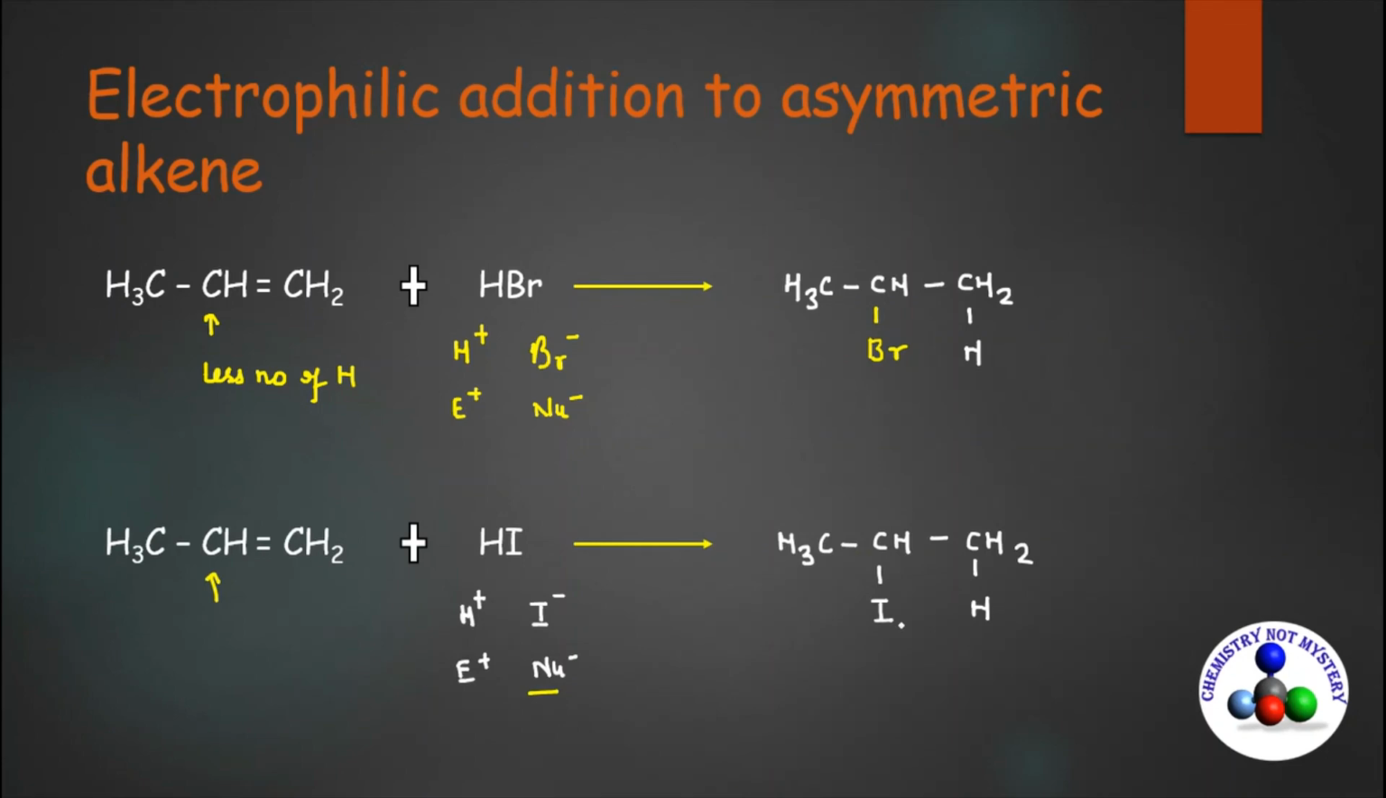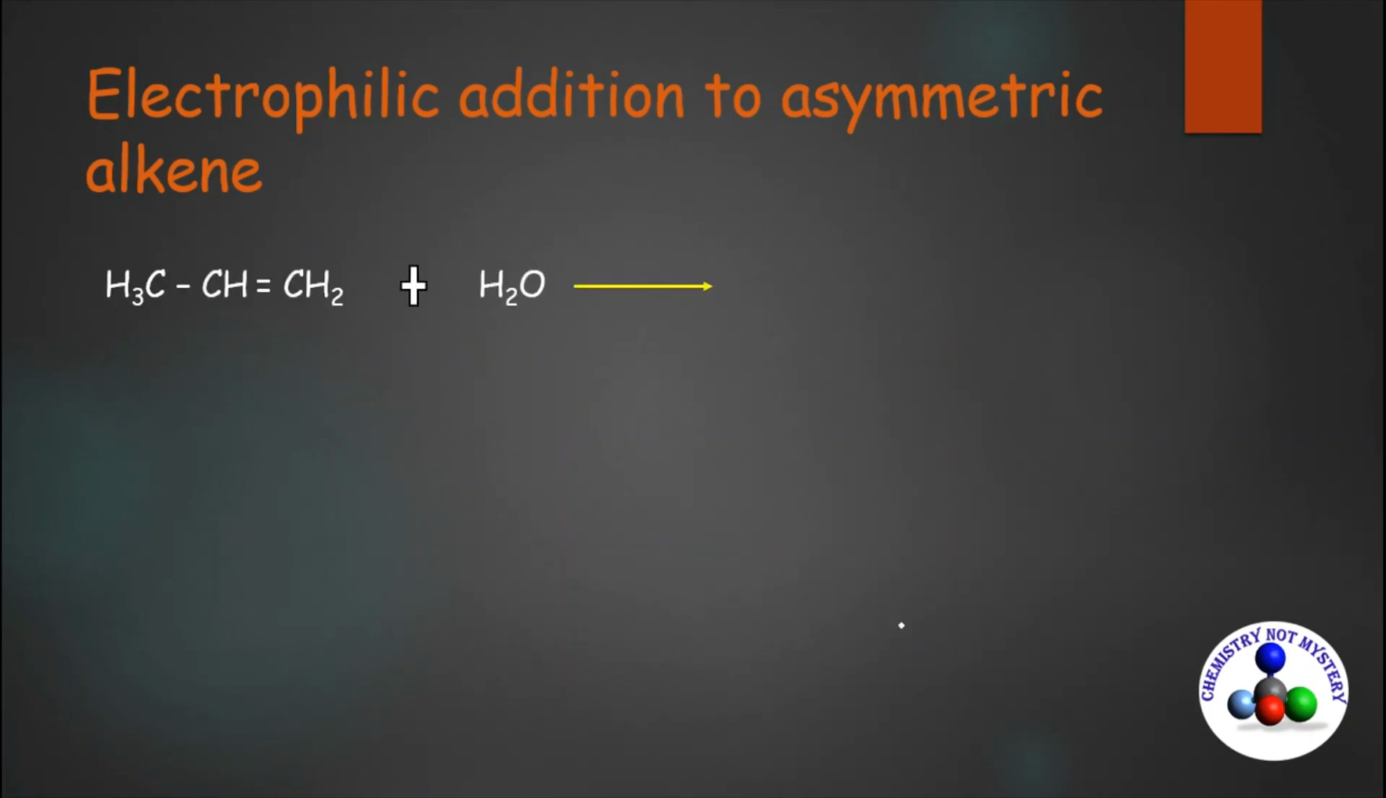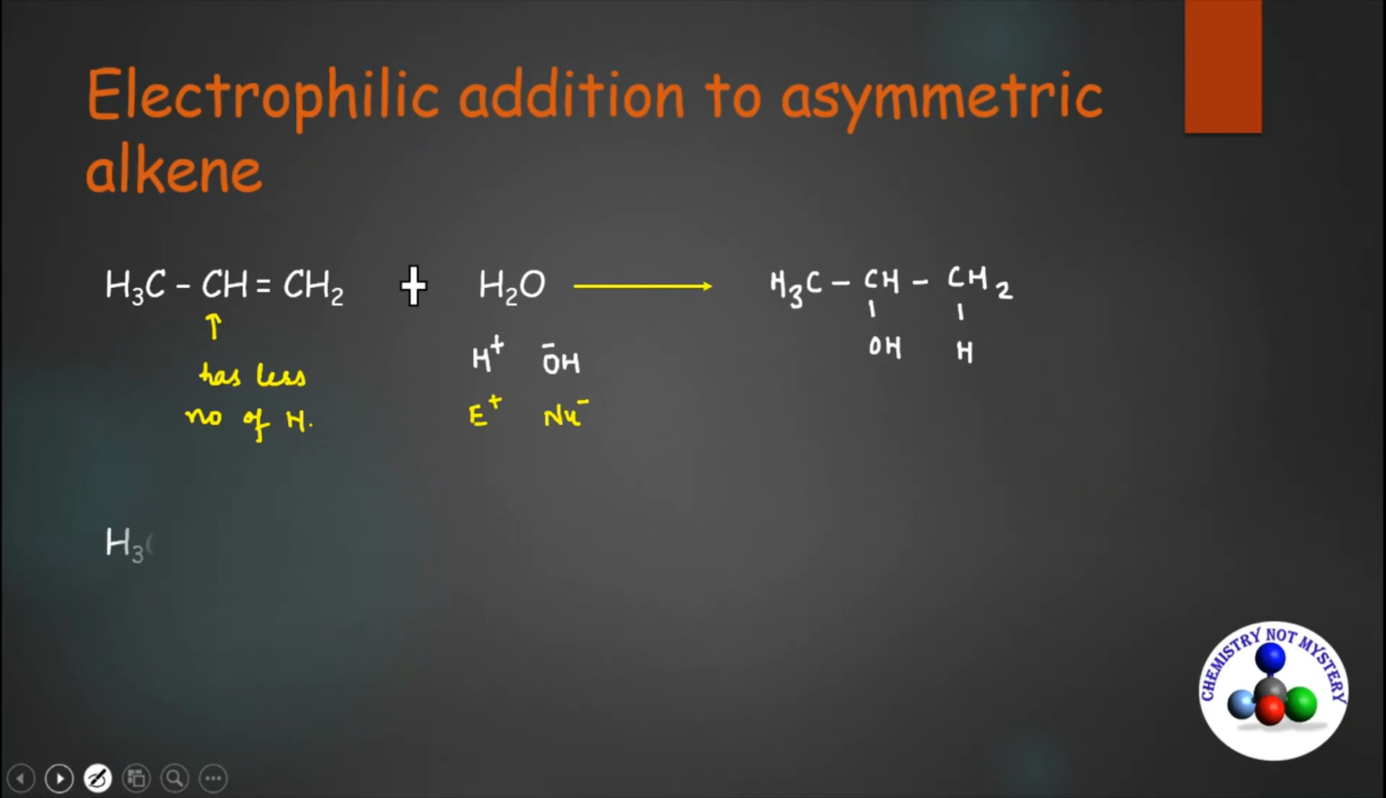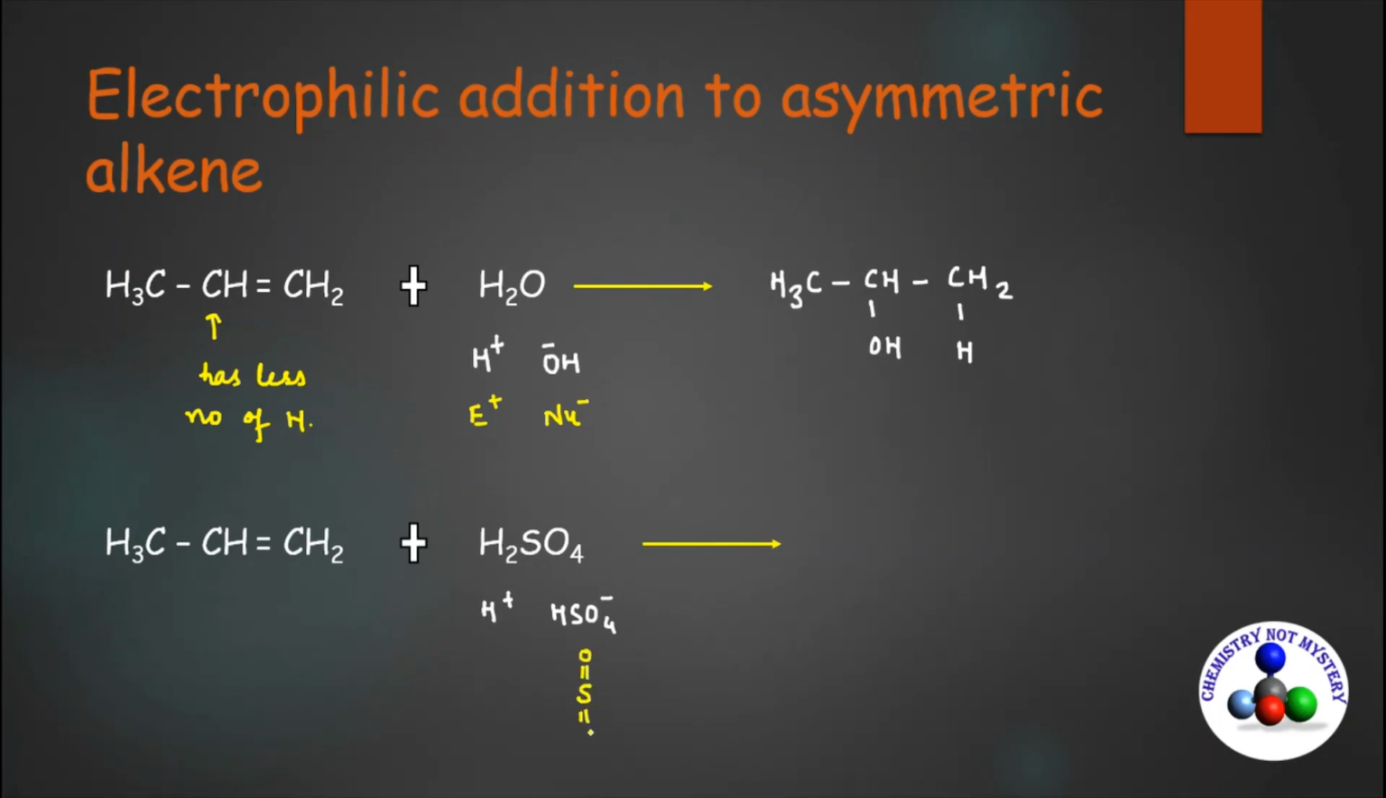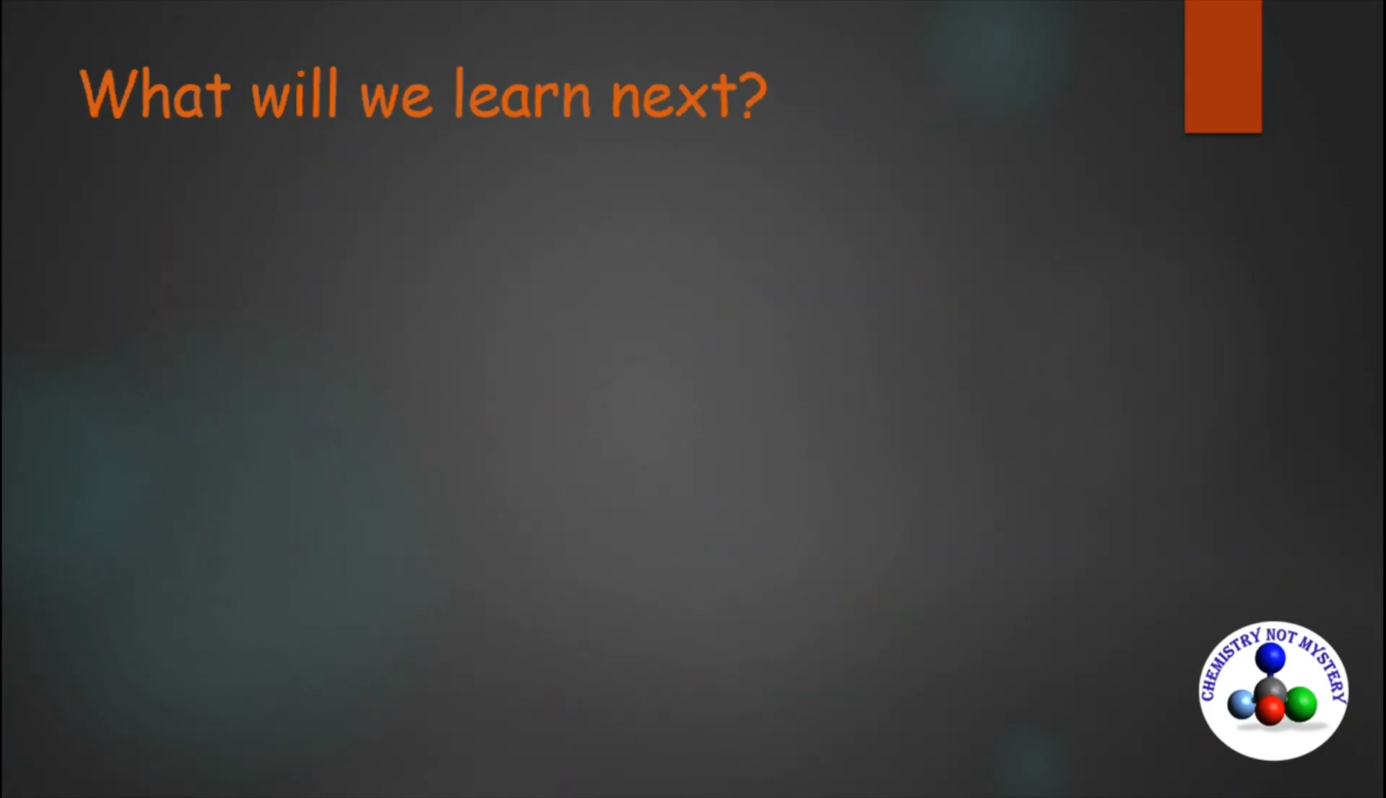If you add H2O to propene, electrophile H plus gets attached to CH2 and nucleophile OH minus gets attached to CH. If you add H2SO4 to propene, electrophile H plus gets attached to CH2 and nucleophile HSO4 minus will get attached to CH. If you remember the structure of HSO4 minus, you will know that it will get attached as OSO3H. In the next lesson, we will learn halogenation, hydroboration oxidation and anti-Markovnikov rule.